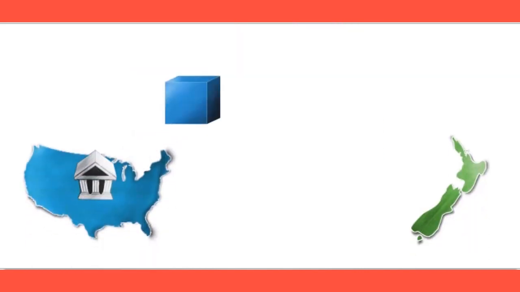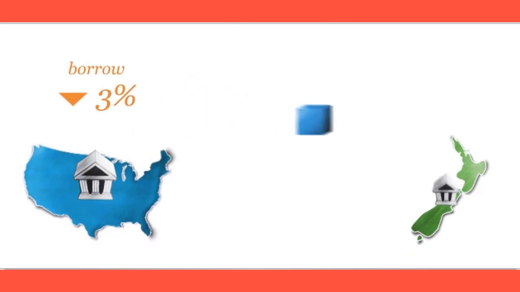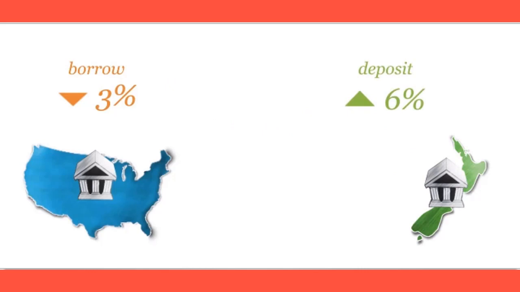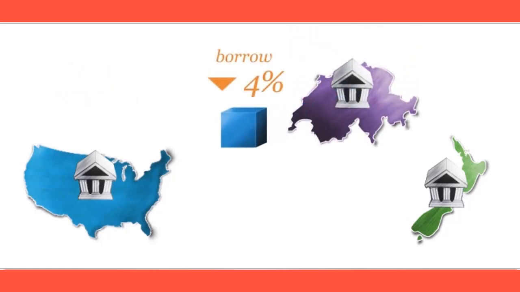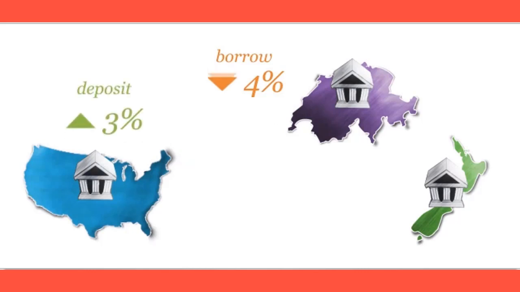In the U.S., if you were to borrow $100,000 at an interest rate of 3%, then deposit that $100,000 in a bank in New Zealand that is paying 6%, then you would conceivably make more on the interest you get from the New Zealand bank than you pay for the money you borrowed from the U.S. It works the other way as well. If you borrowed Swiss francs at a 4% interest rate and bought U.S. dollars at a 3% interest rate, then you would be paying more to borrow the francs than you earn in interest.